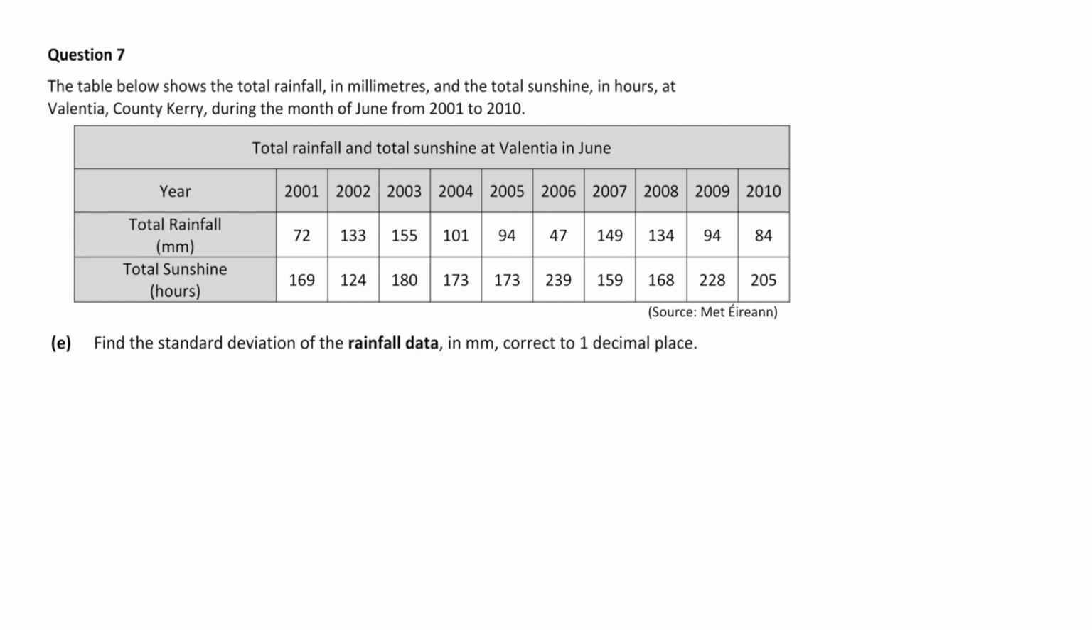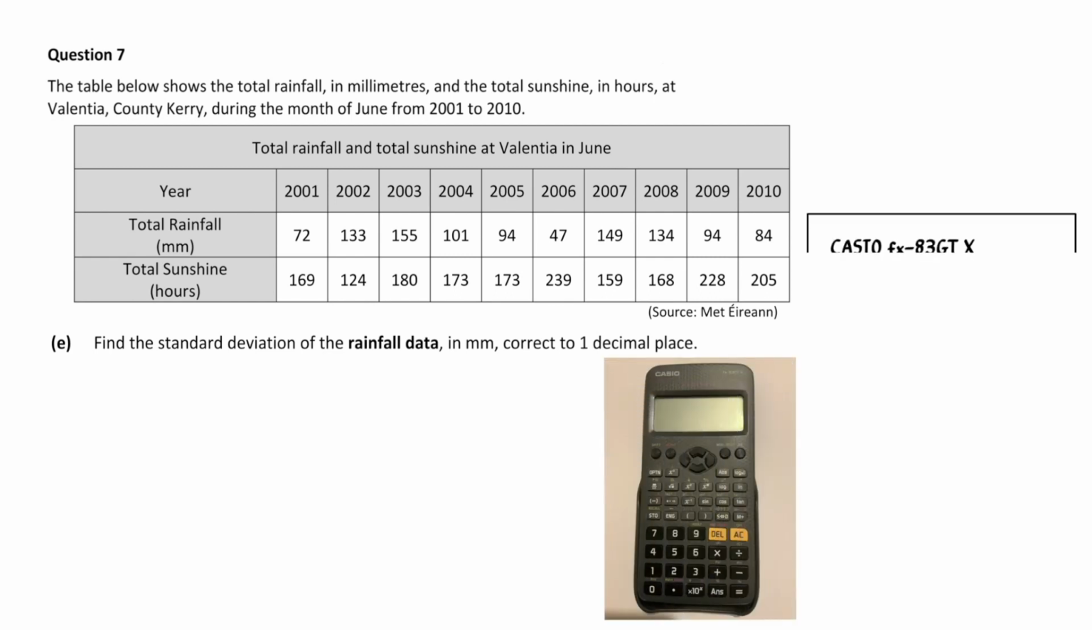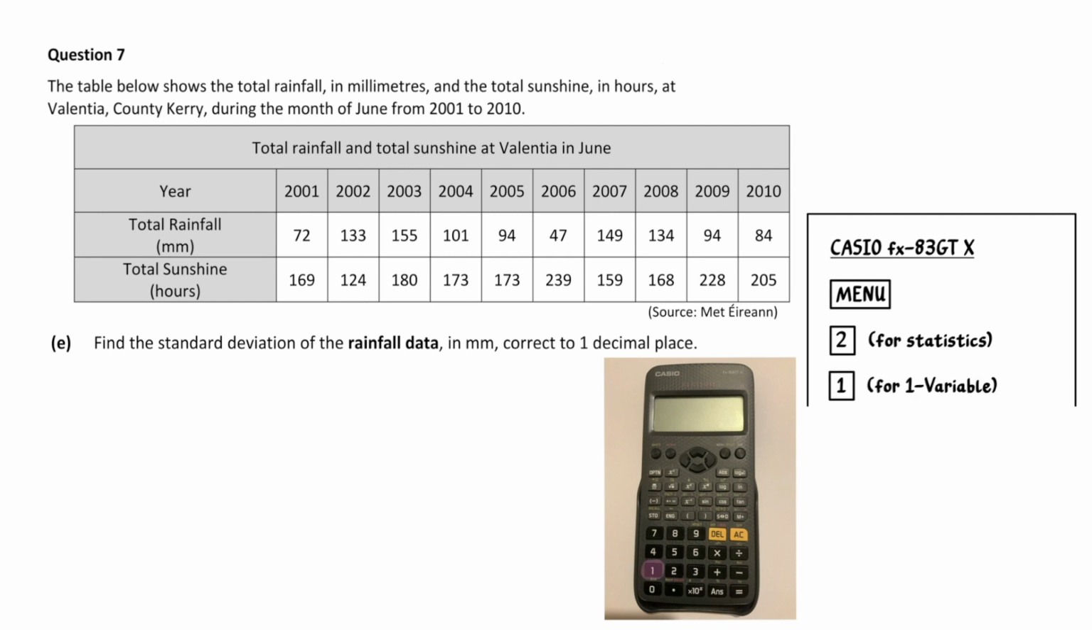Modern calculators have built-in functionality to calculate the standard deviation. We'll want to avail of this to solve this question. Here's a brief guide of the steps to perform for the Casio FX83GTX calculator. We begin by pressing the menu button. Then we'll press 2 to select statistics. Next, we'll press 1 to select the one variable option.